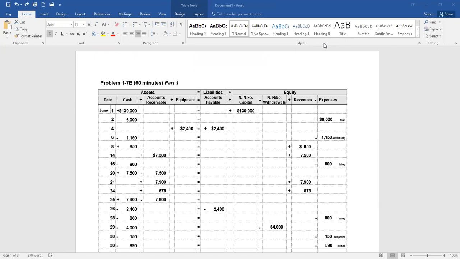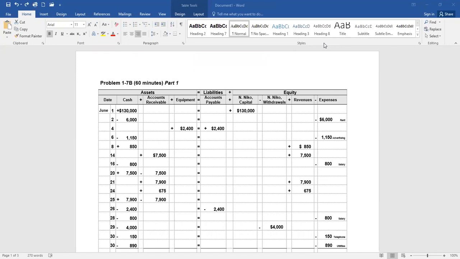So what we need to do is look at each transaction, determine what's affected by the transaction, how it's affected, and then record it on our table. Now you could see the answer key right in front of you. So let's take this step by step and explain each one.